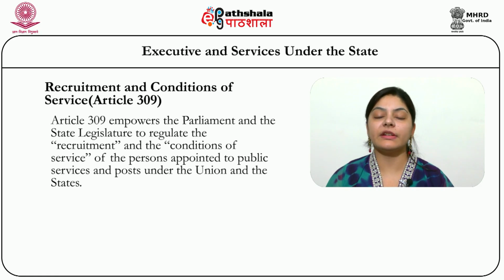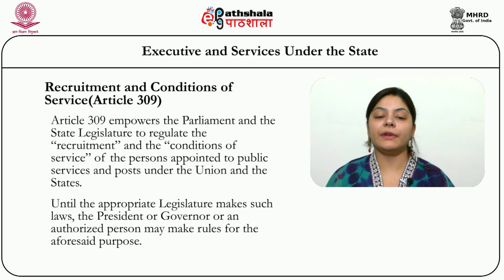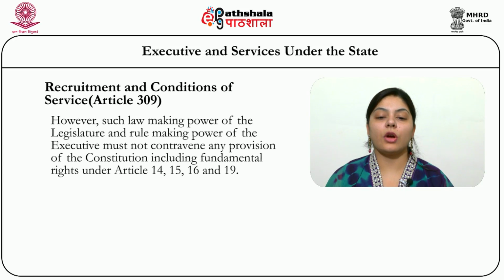Article 309 empowers the Parliament and the state legislature to make laws regarding the recruitment and conditions of service of the persons appointed to public services and posts under the Union and the states. Until the appropriate legislature makes such laws, the President or Governor or an authorized person may make rules for the aforesaid purpose. However, such law making power of the legislature and the rule making power of the executive must not contravene any provisions of the Constitution, including fundamental rights under Article 14, 15, 16 and 19.